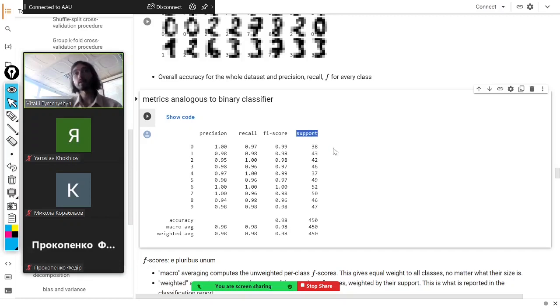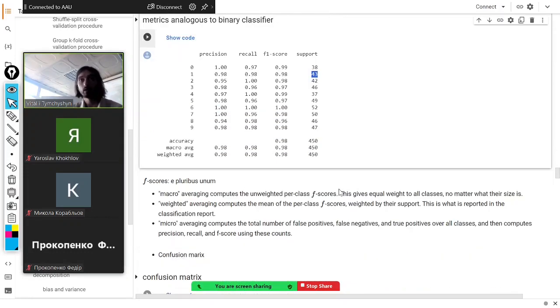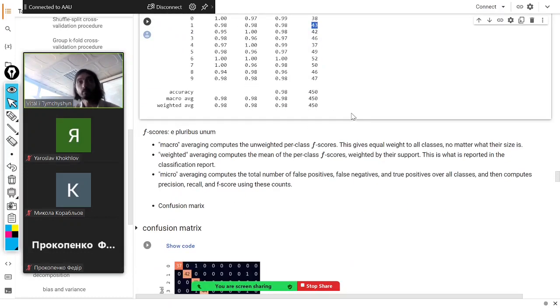Support, it's basically like in mathematics. You know what is the support of a function, yeah? It's the set where it is in some sense defined. So in this case, support means the number of features that belong to that class. So I can tell that class 0 had 38 images connected with it, and class 1 had 43 images, and so on. So just the number of images in this case.